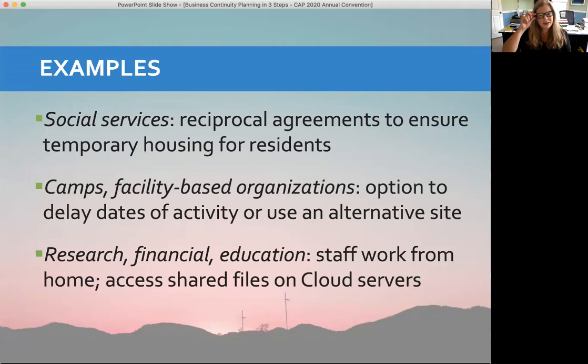When I think about continuity strategies for different types of nonprofits and public entities, I think about reciprocal agreements. I think about the option of delaying the dates of an activity or using an alternative site. Of course, I also think a lot about staff working remotely and accessing files on cloud servers. So these are just examples of continuity strategies. In your agency, you've had a chance this year to practice many different types of continuity strategies. Think of your business continuity plan as a document where you capture everything and you have that available to help you prepare better for the future.